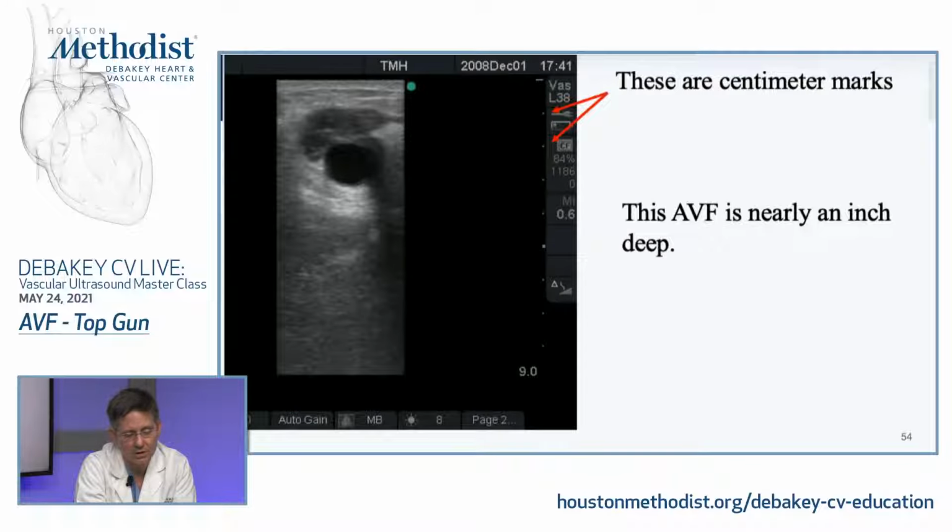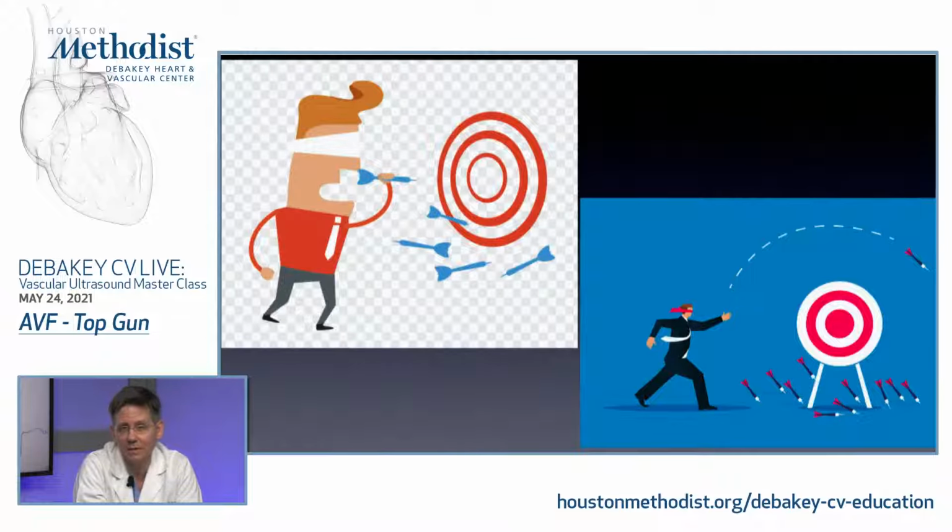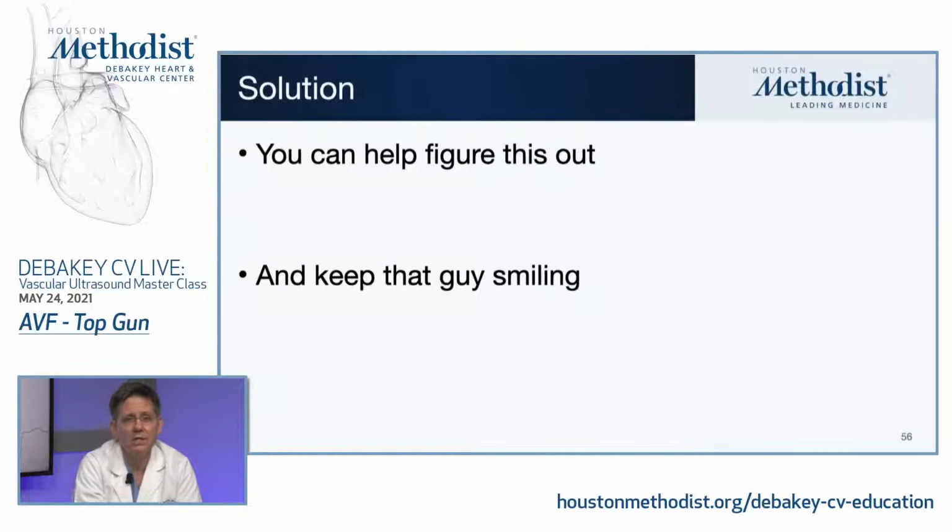When we throw the ultrasound on there, we see it's a hematoma, not a pseudo-aneurysm, which is good. But again, this thing's nearly an inch deep, and that's a real problem. So you can imagine the techs are like this poor guy in the cartoon, just chucking needles at the arm and seeing if they can hit the fistula. So you can help figure that out and keep this guy smiling by saying, hey, this fistula is fairly deep. It's so many millimeters in size, but so many millimeters deep.